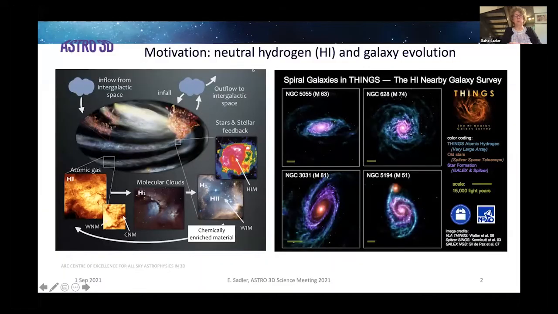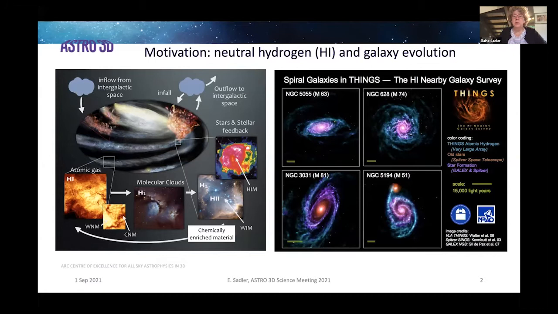Okay, so just a little bit of background first. Why do we want to study neutral hydrogen, H1? How does it fit into our view of galaxy formation and evolution? On the right-hand side here, you can see some H1 and optical images of individual galaxies. These are very nearby galaxies from the THINGS survey. So what you're seeing is star formation there in purple, the old stellar population in orange, and the neutral hydrogen traced out in the spiral arms here in blue.